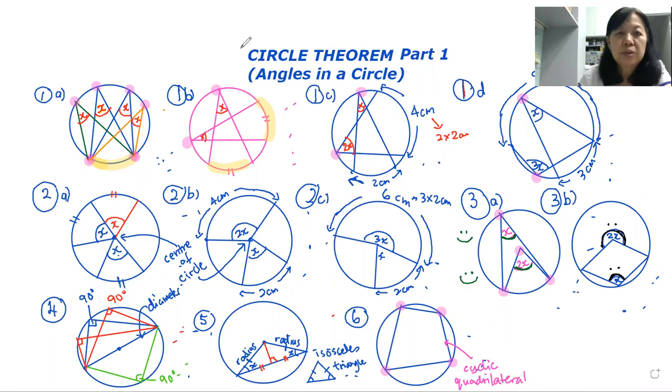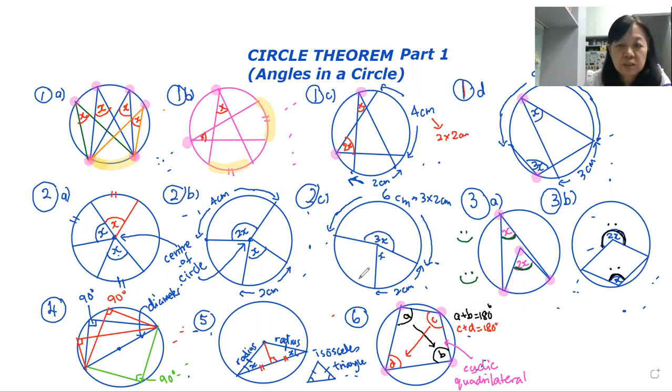Cyclic. So what do we know about cyclic quadrilaterals? We have this one, this angle is A, the opposite angle is B. Then A plus B is equal to 180. Then you have another one. This is C, opposite one is D. Then C plus D is equal to 180. That's cyclic quadrilateral.